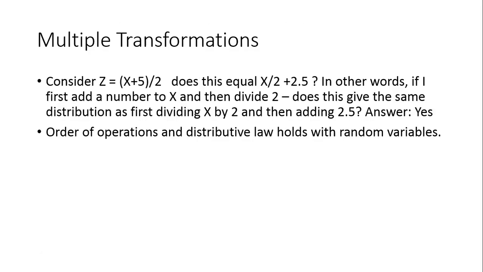So what you can do is called a multiple transformation. Okay, consider z. Z equals x plus 5 divided by 2. Does this equal x divided by 2 plus 2.5? In other words, if I first add a number to x and then divide by 2, does this give me the same distribution as first dividing x by 2 and then adding 2.5? And the answer is yes. So the order of operations and the distributive law hold with random variables. Okay?